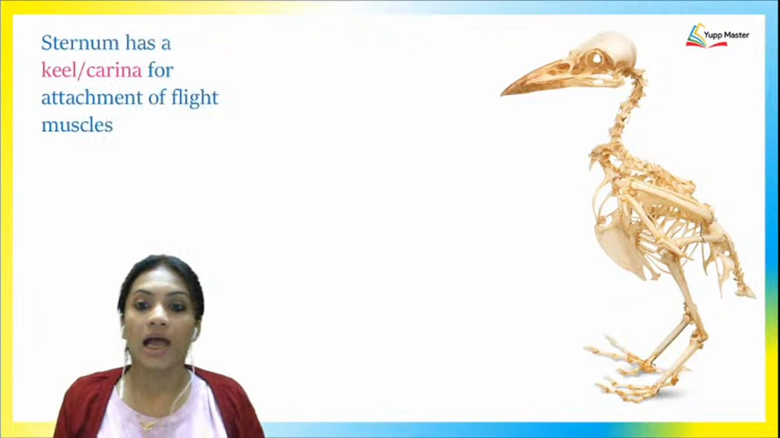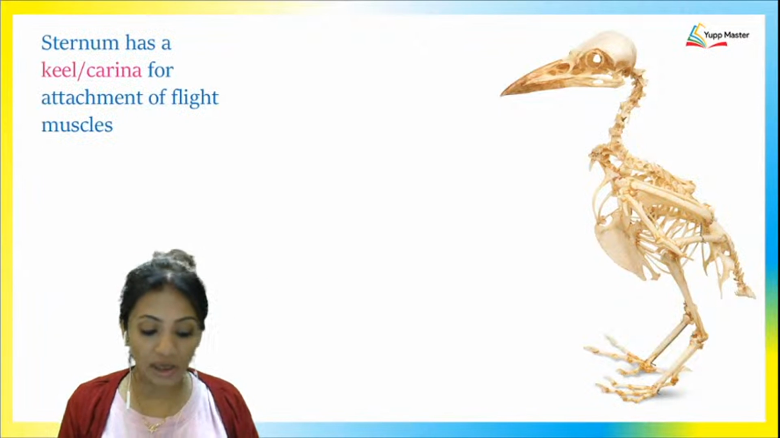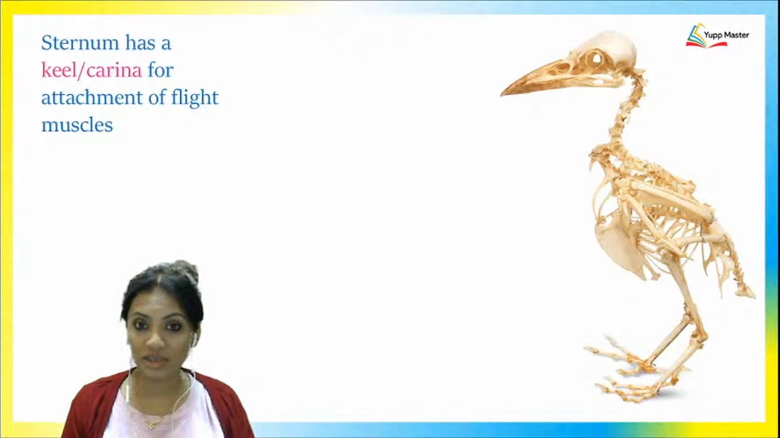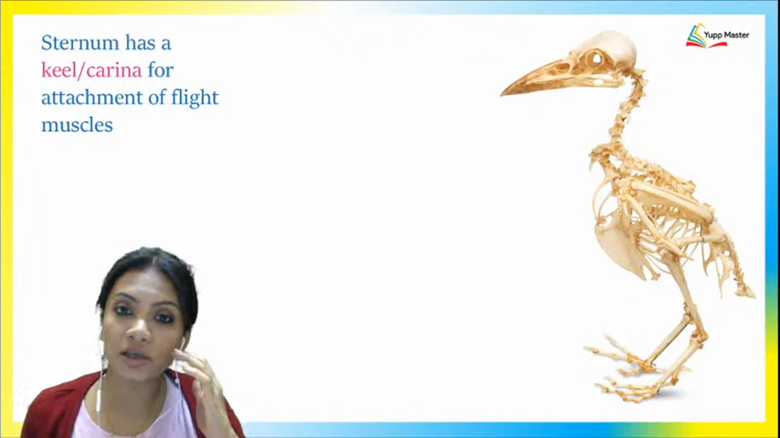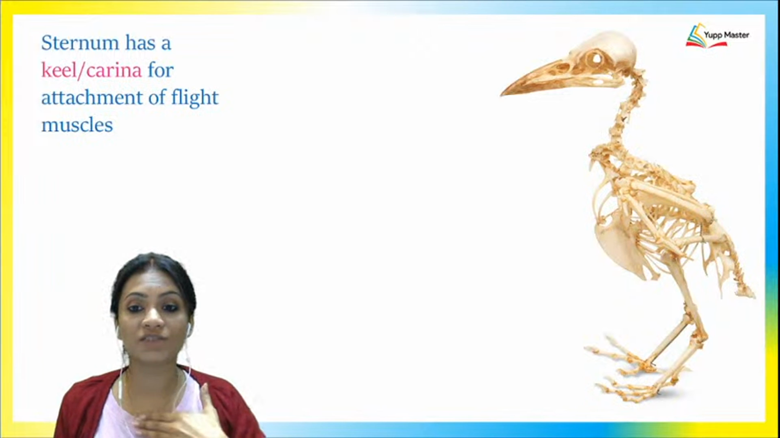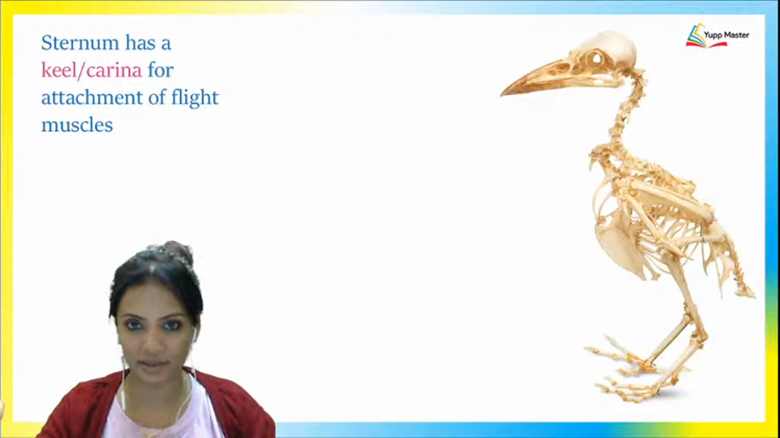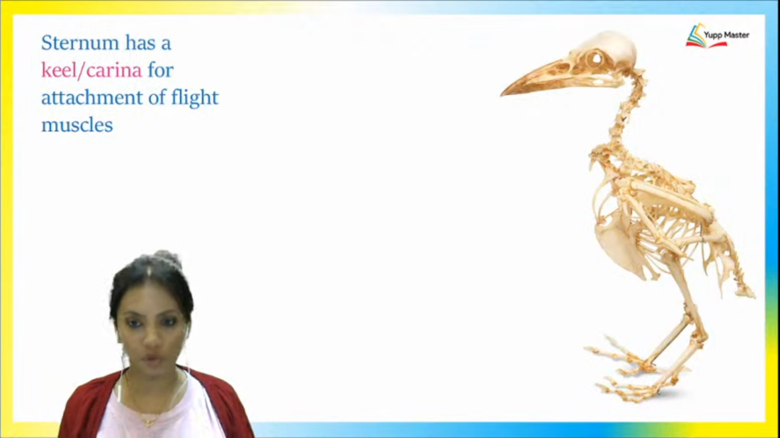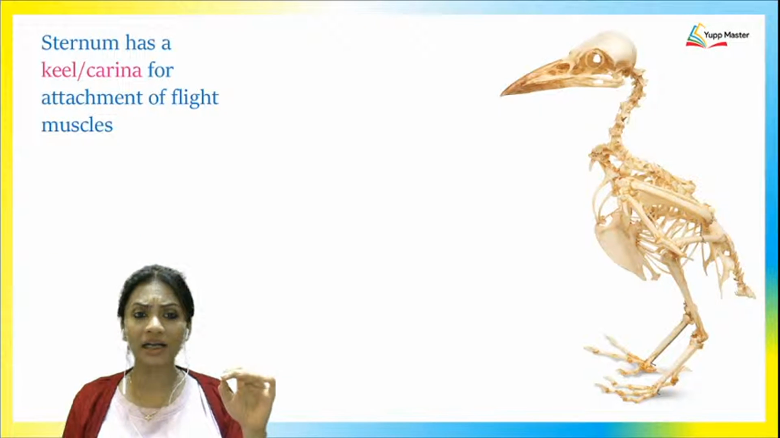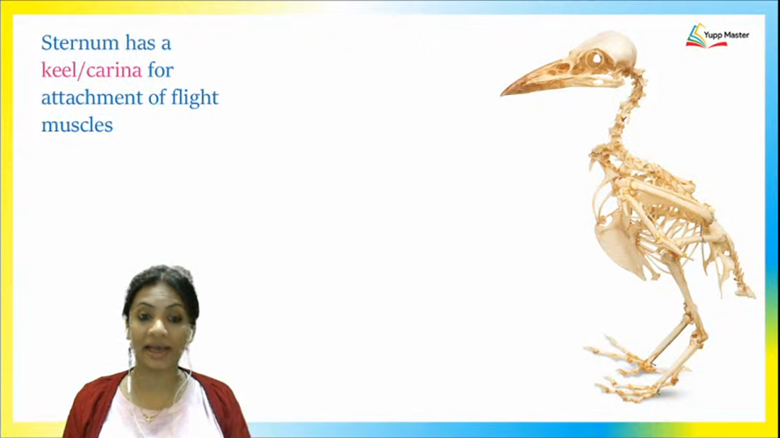All right. Now, there is one more fact that I'd like you to see about the bones of the birds. Now, we see when we talk about the sternum region. What is the sternum region? This front region over here, where the pectoral muscles are, the thorax region. Okay. Sternum bone has a keel, or you can call it a carina.